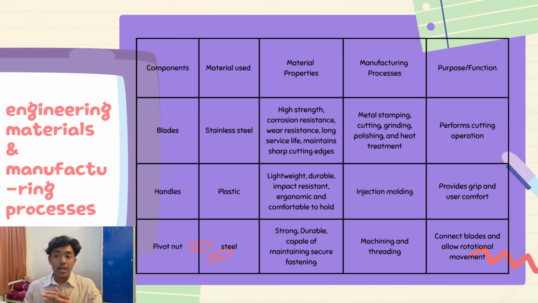Last but not least, for the pivot nut, the material used is steel. It is strong, durable and capable of maintaining secure fastening. The manufacturing processes are machining and also threading. The purpose of the pivot nut is to connect the blades and also allow rotational movement.